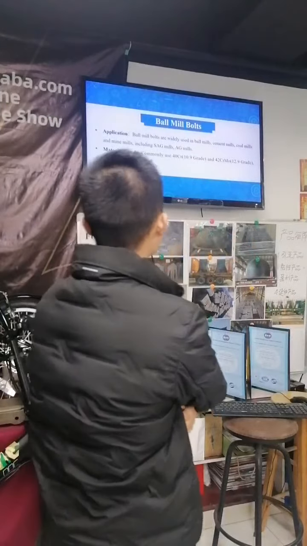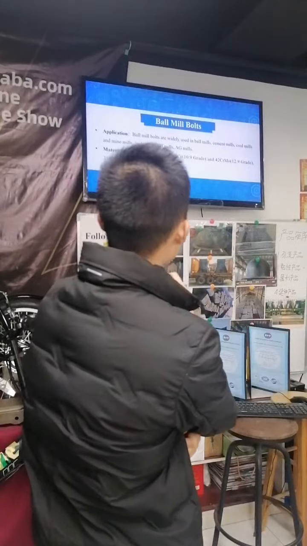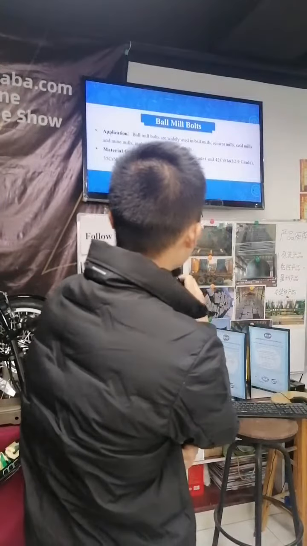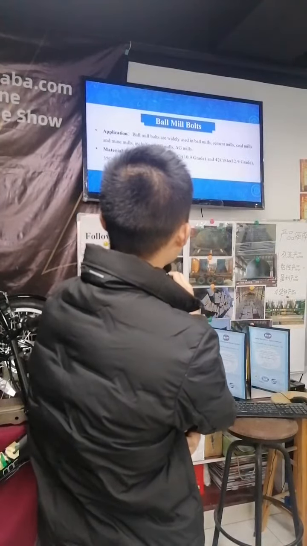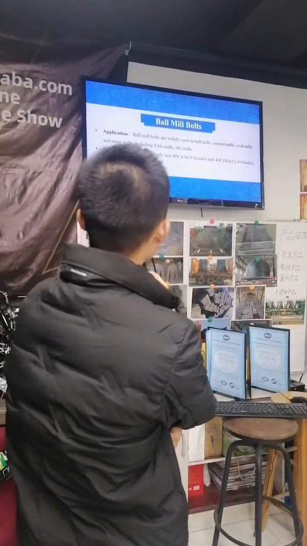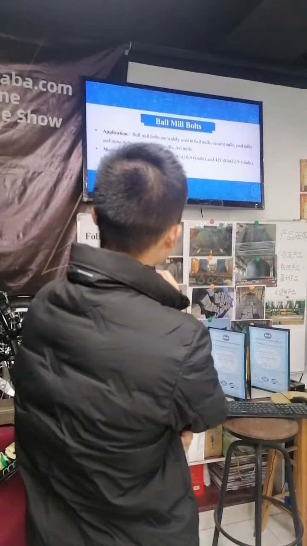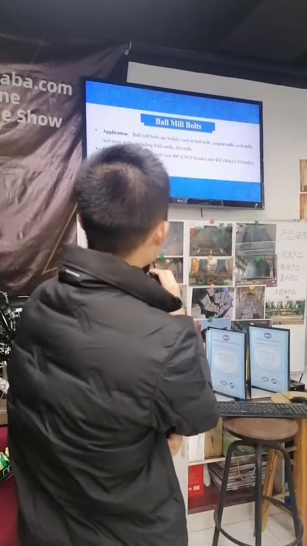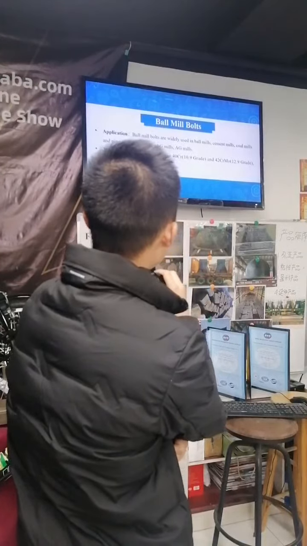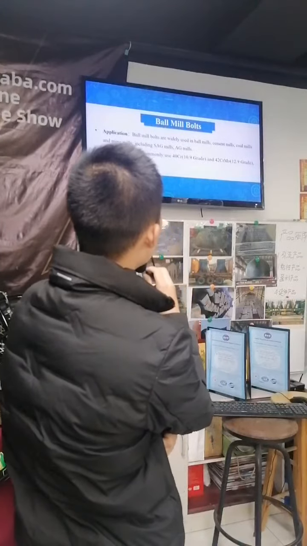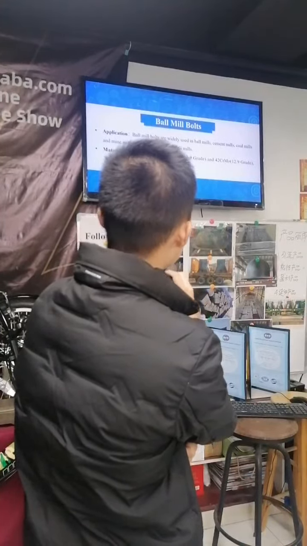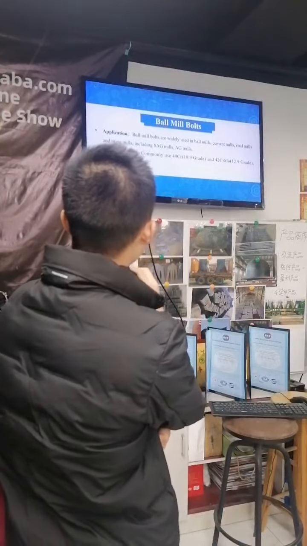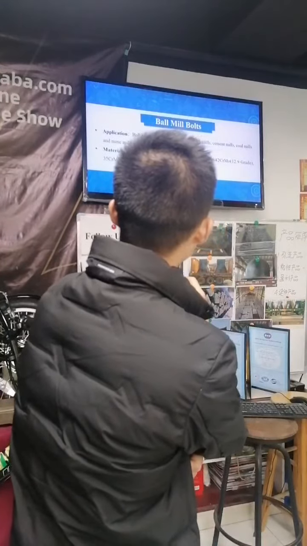The ball mill bolts. Application: ball mill bolts are widely used in ball mills, cement mills, coal mills, and mine mills, including SAG mills. Material grade: commonly use 40 CR 10.9 grade and 42 CR 12.9 grade and 35 CR 12.9 grade.